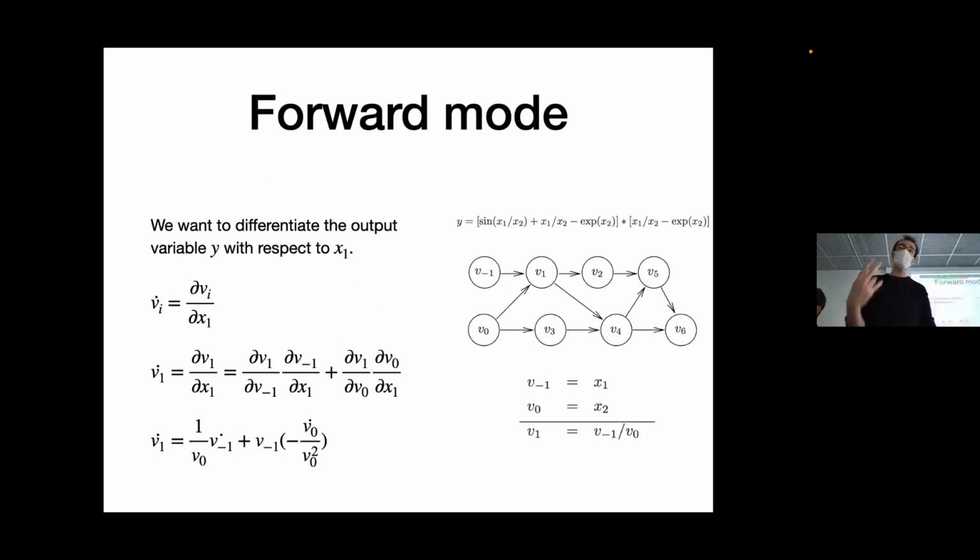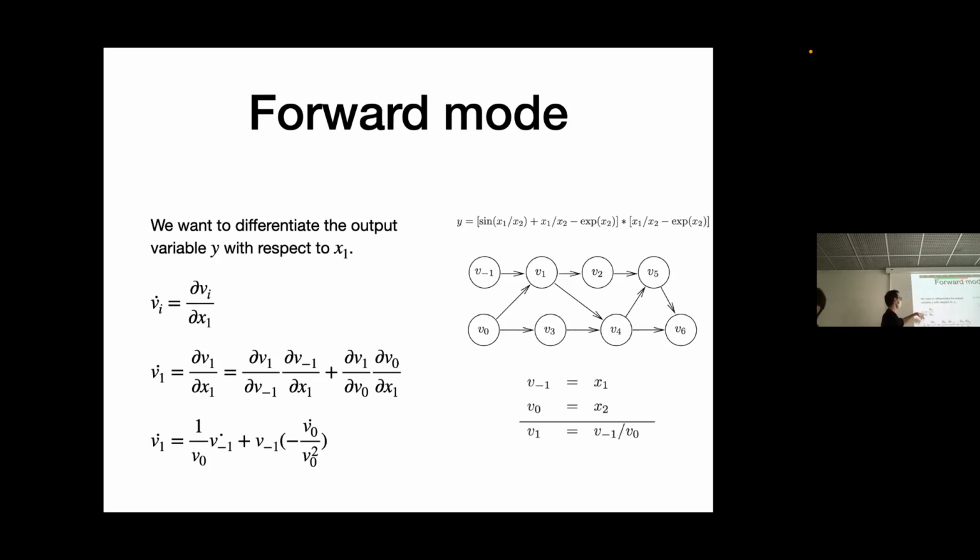There are two ways to compute the derivative of y with respect to the inputs. First, we will see the forward mode. We want to differentiate the output y with respect to one of the inputs, in this case x1.